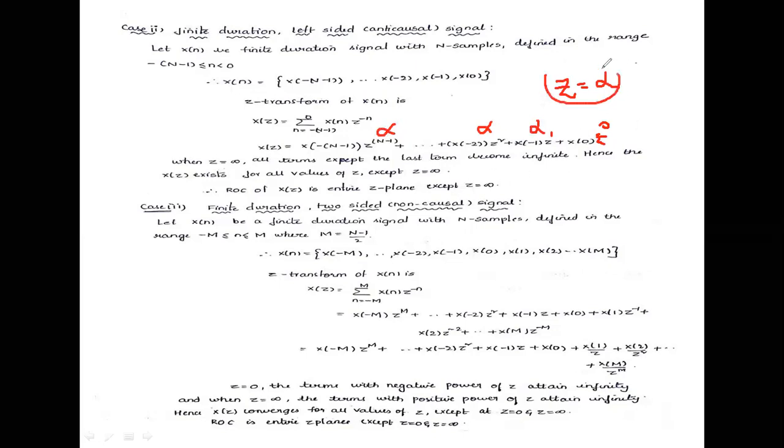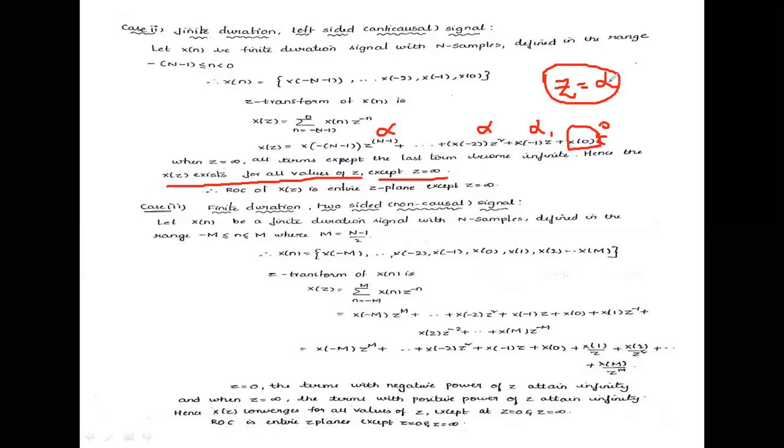So except z is equal to infinite, for all the values of z, including z is equal to 0 also here, z is equal to 0 means the value is 0. 0 is finite only, not infinite. When z is equal to infinite, all the terms except the last term, this one, become infinite because z is the coefficient multiplied for all the values. Hence, the x of z exists for all the values of z except z is equal to infinite.